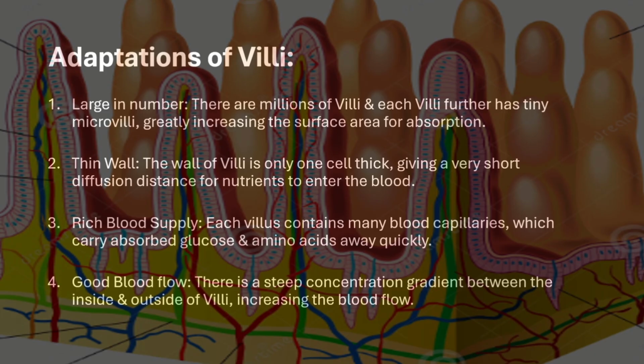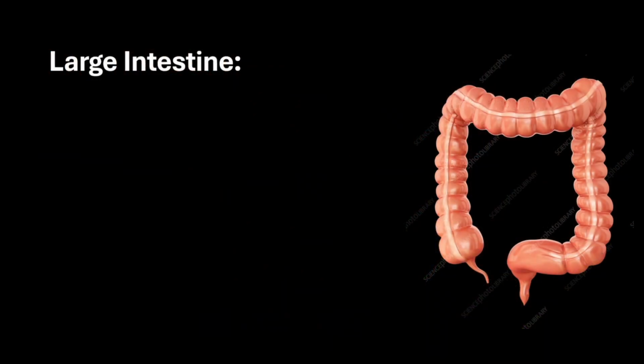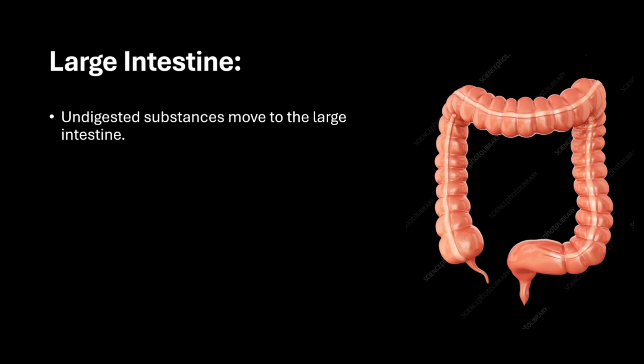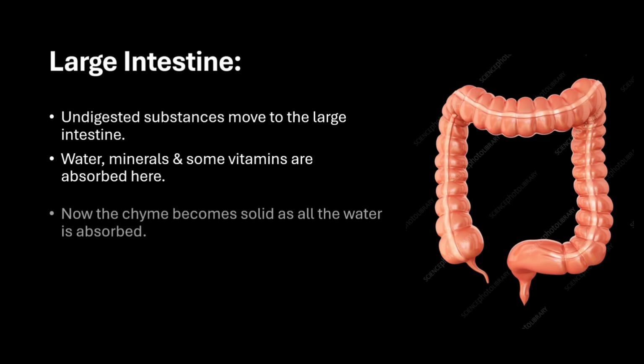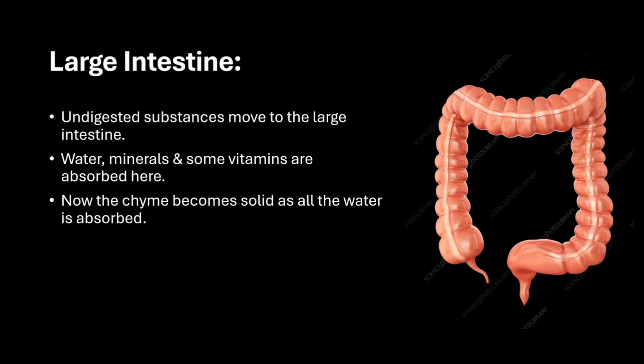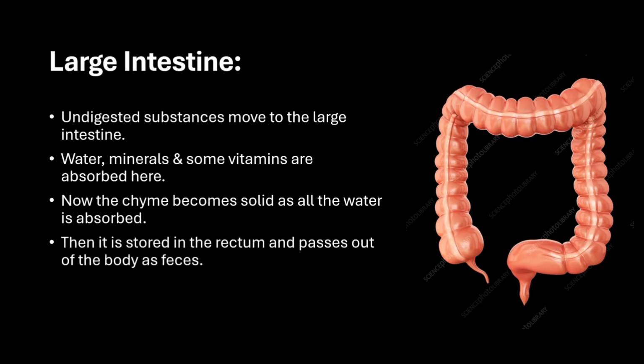Now, after the food has been completely digested in the ileum and the food molecules have been absorbed into our blood, let's see what happens next. The next destination is the large intestine. All the undigested substances which haven't been digested move to the large intestine. All the water, minerals, and some vitamins are absorbed here in the large intestine from the chyme. As the water is absorbed, the chyme becomes solid and is stored in the rectum, and then it passes out of our body as stool or feces.